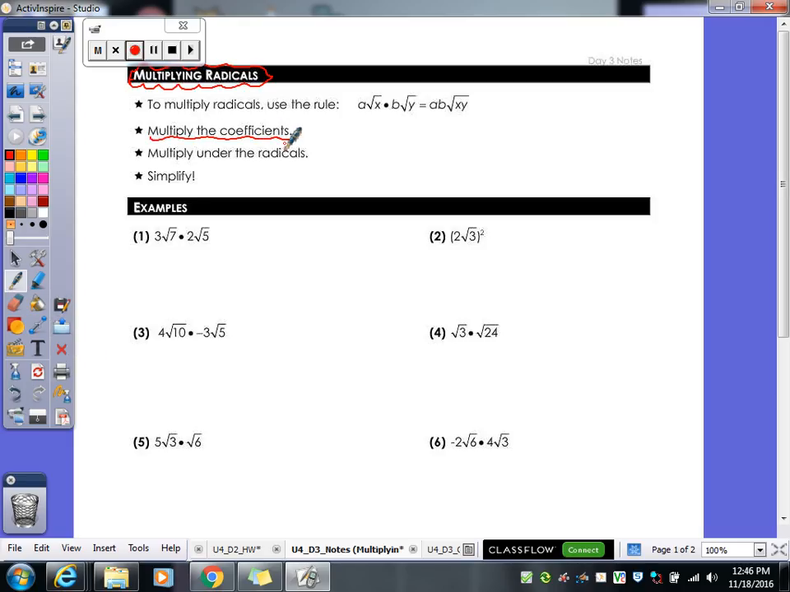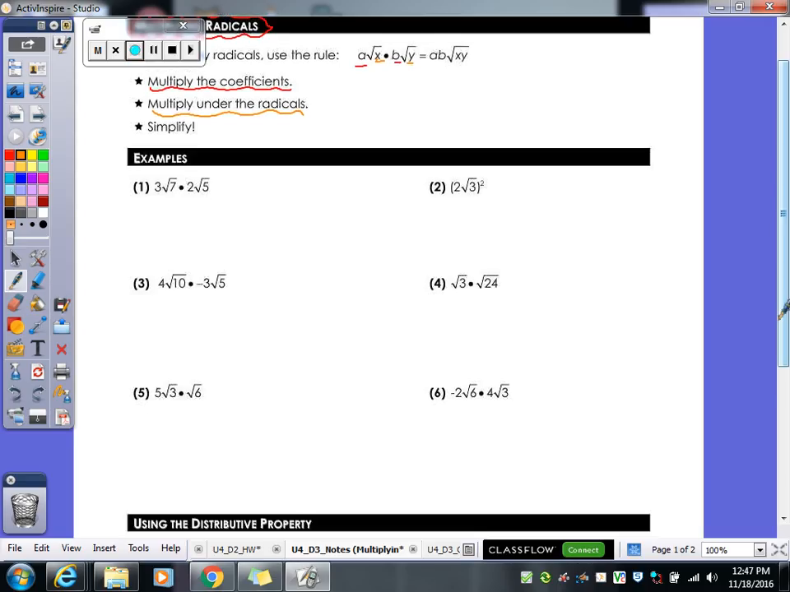You multiply your coefficients. So those are your numbers in front of the radical. And then you multiply the numbers under the radical, so like your x and your y. And then you simplify. So you're going to actually multiply first and then simplify at the end. So let's take a look at our first example. We have 3 radical 7 times 2 radical 5.